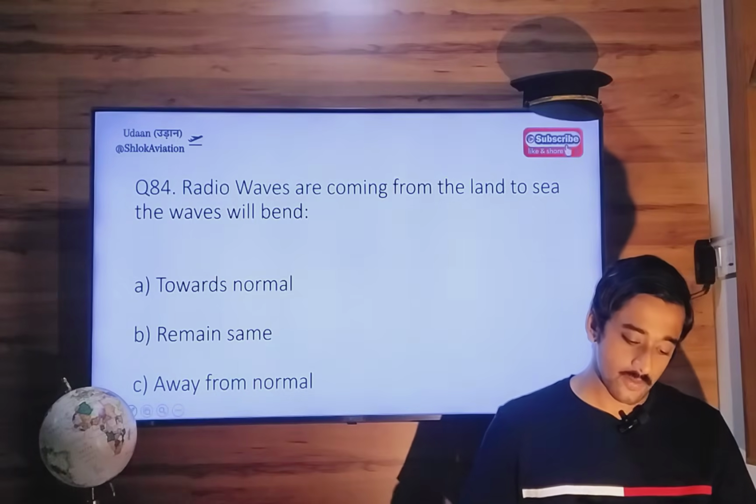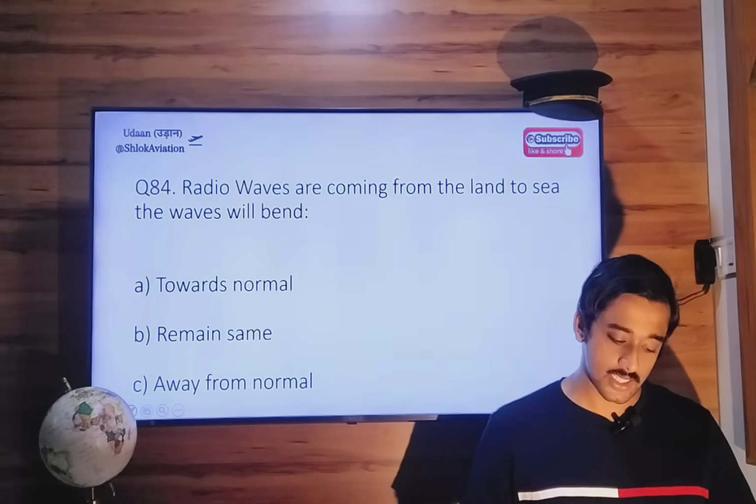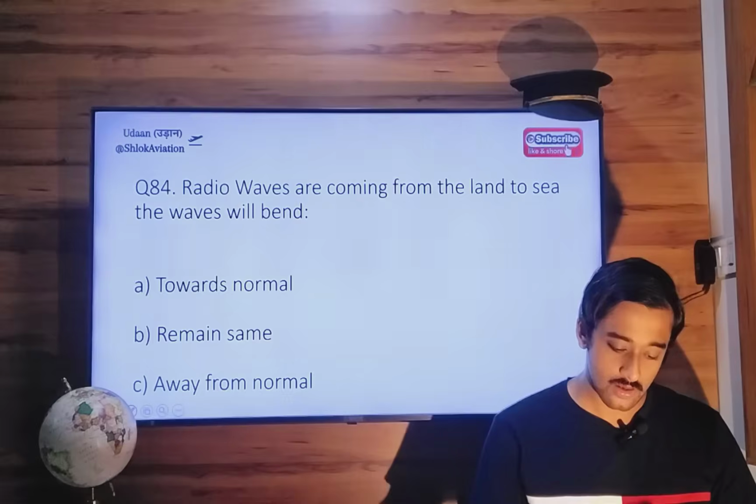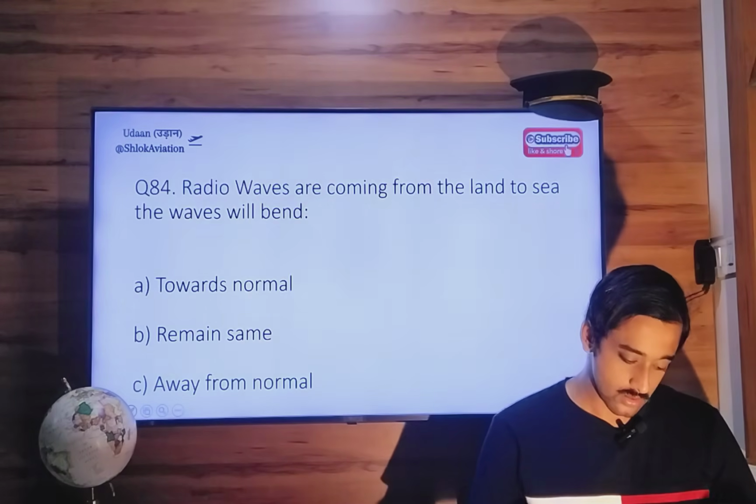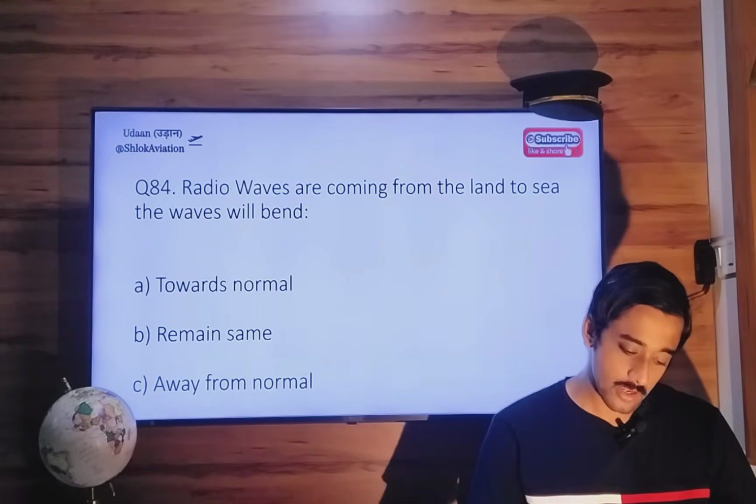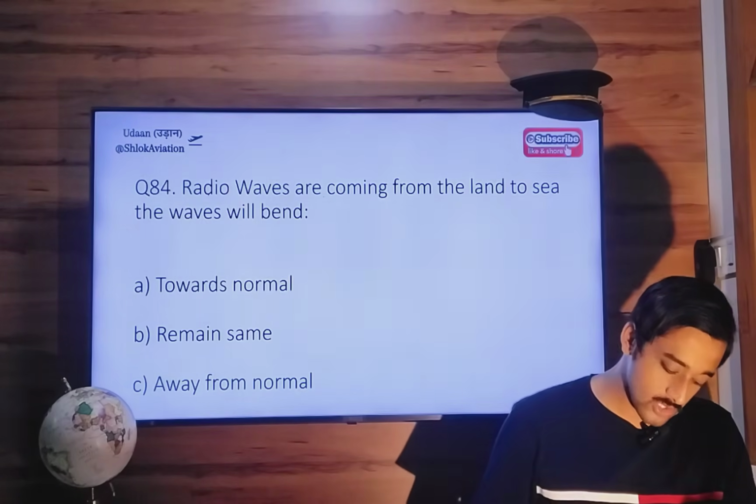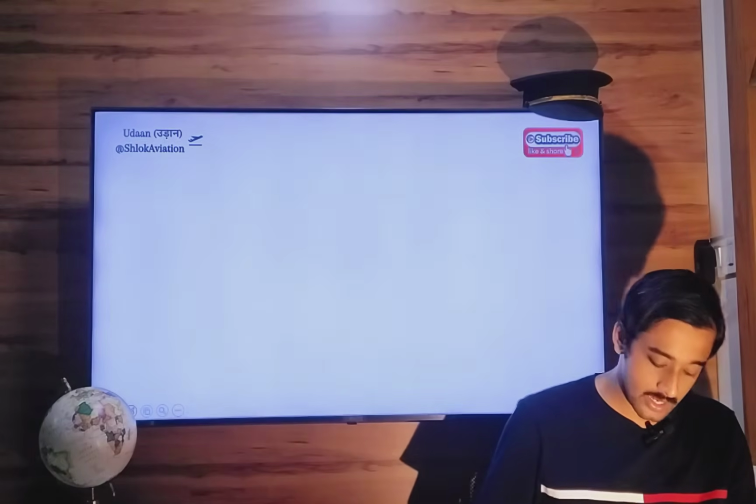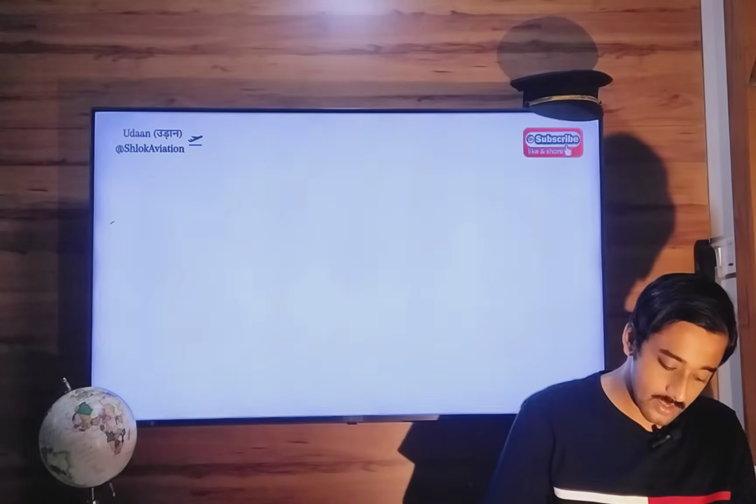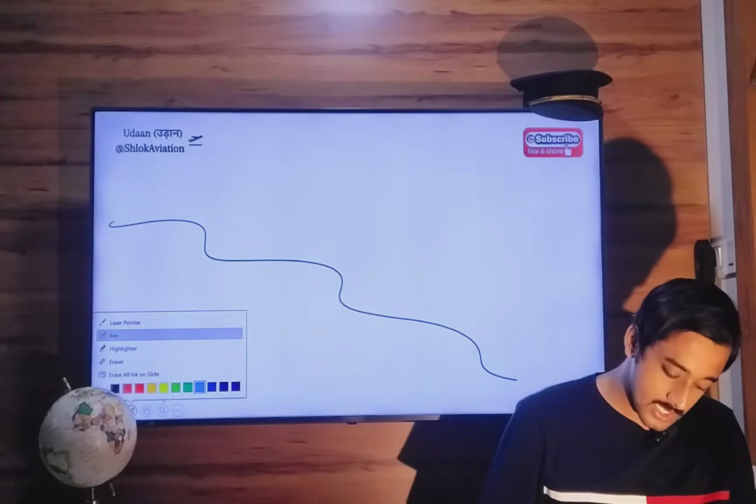Radio waves are coming from the land to sea surface. The radio waves are coming from land to sea surface. The waves will bend away from the normal. So this is another NDB error called coastal refraction. So let's say this is the sea surface.